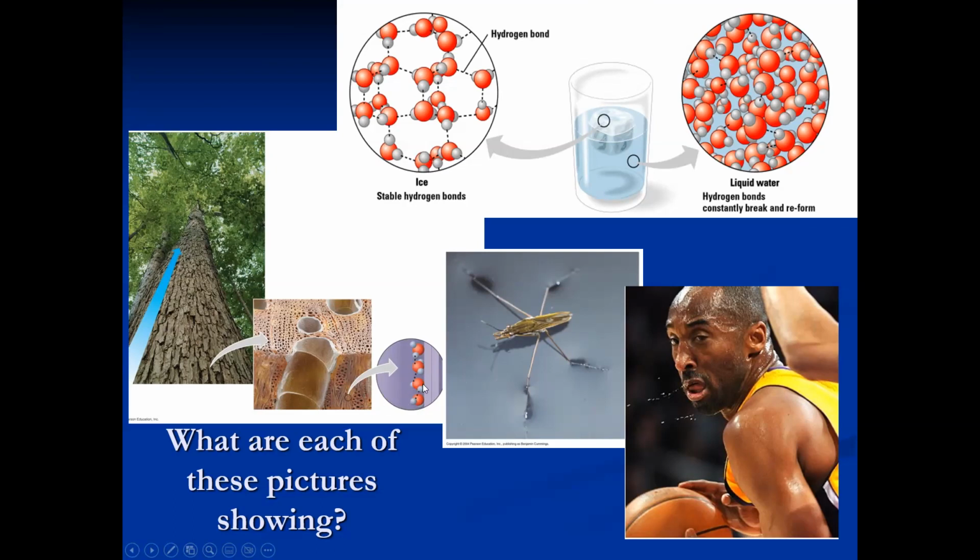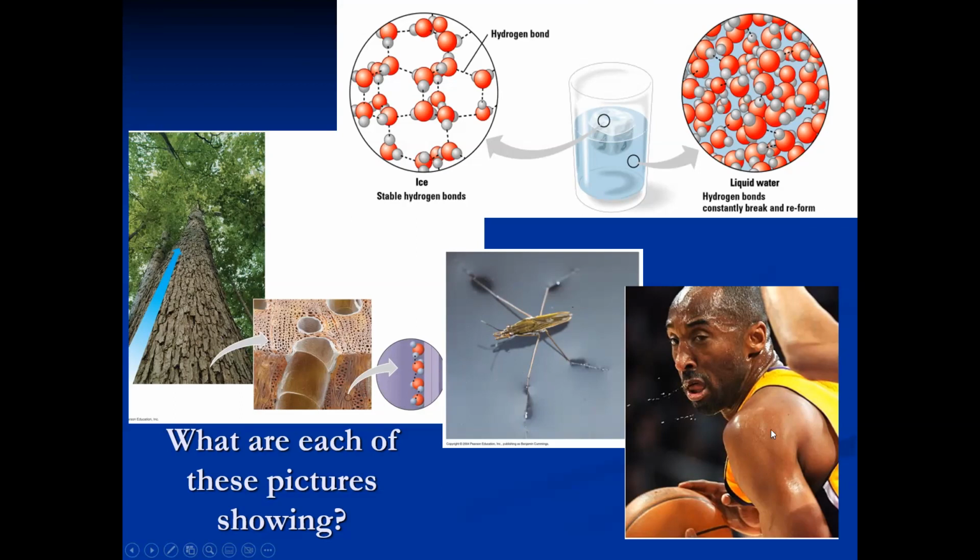Because they adhere to the surface and to each other, they pull the ones in the middle up with them. These tiny tubes are what allow the water to go all the way up 300 feet into a tree. This water bug shows surface tension. You can see how it's standing on top of the water, indenting the water. It's because the hydrogen bonds become especially strong on the surface.